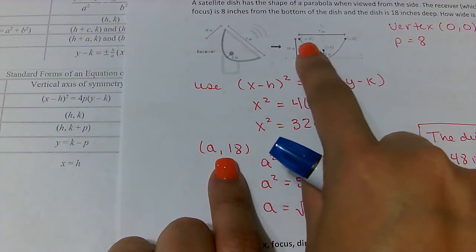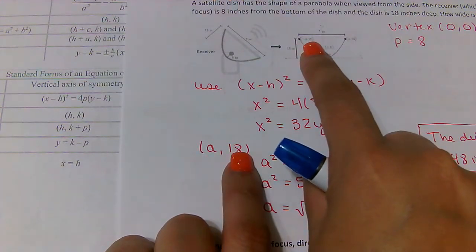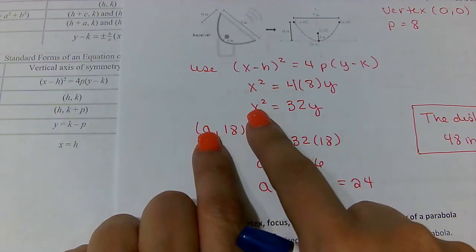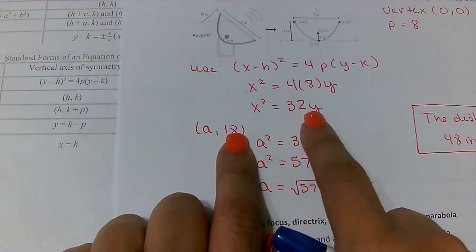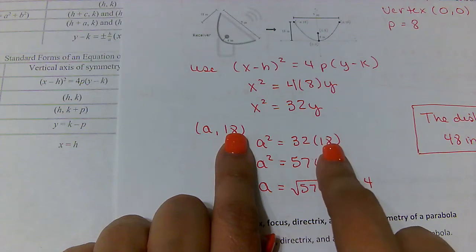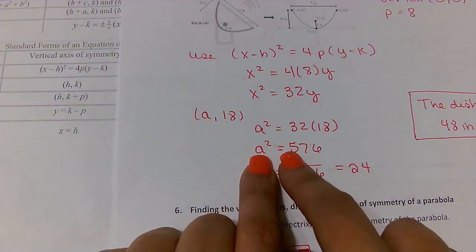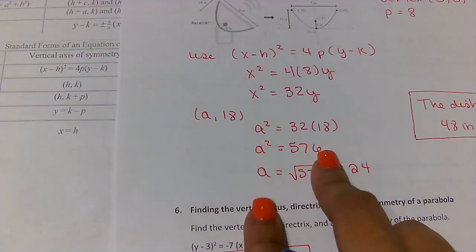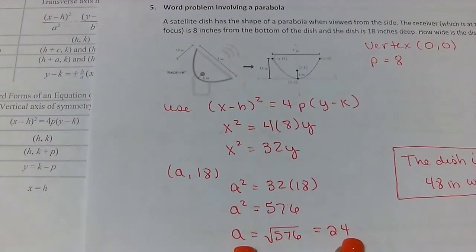Now I have a point out here to the side which I need to solve for. I don't know what a is, but I know that our b in this case is going to be 18. So I'm just substituting the point. a is going to be our x and the y will be our 18. So a squared is equal to 32 times 18. When I put this in the calculator, I get a squared is equal to 576, and then I take the square root of that. So a is going to be 24.